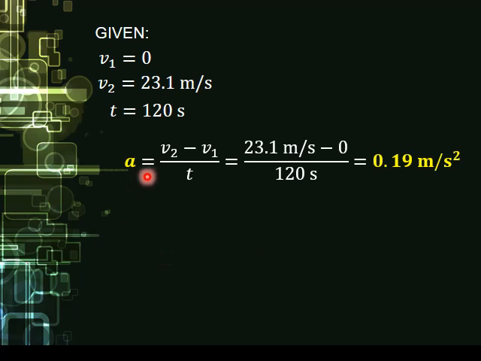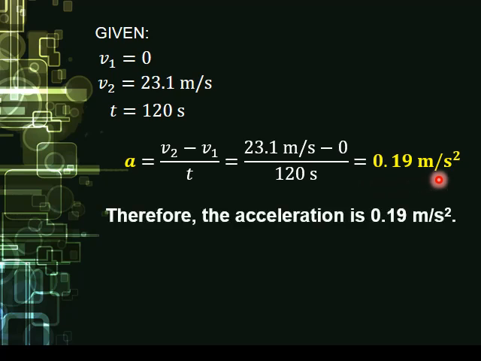Okay, so yung acceleration formula natin is V2 minus V1 over T. So, pag sinubstitute natin, so 23.1 meters per second minus 0 over 120 seconds. So, we have a final answer of 0.19 meters per second squared. So, therefore, this is the acceleration of the destroyer.